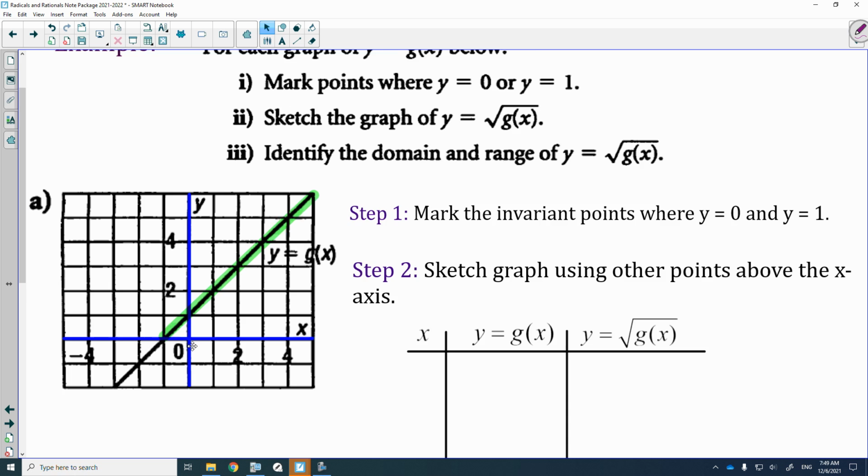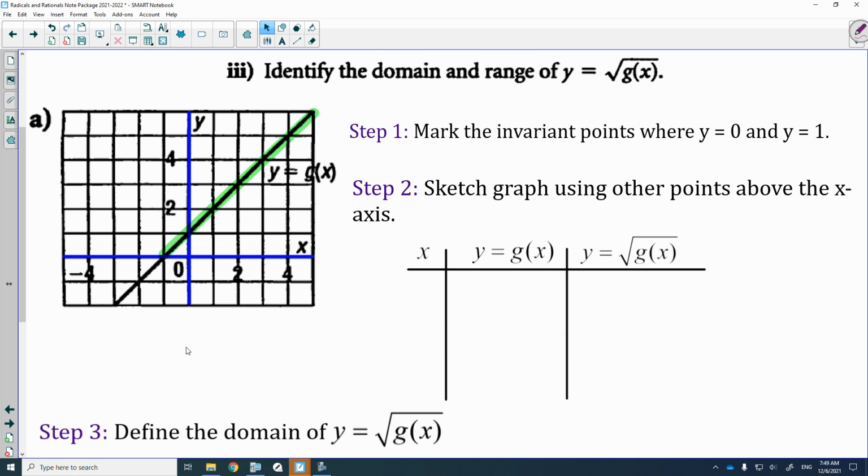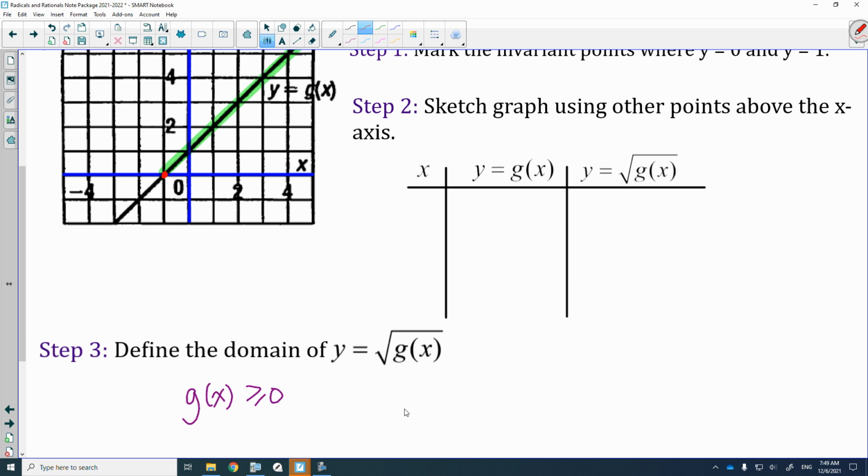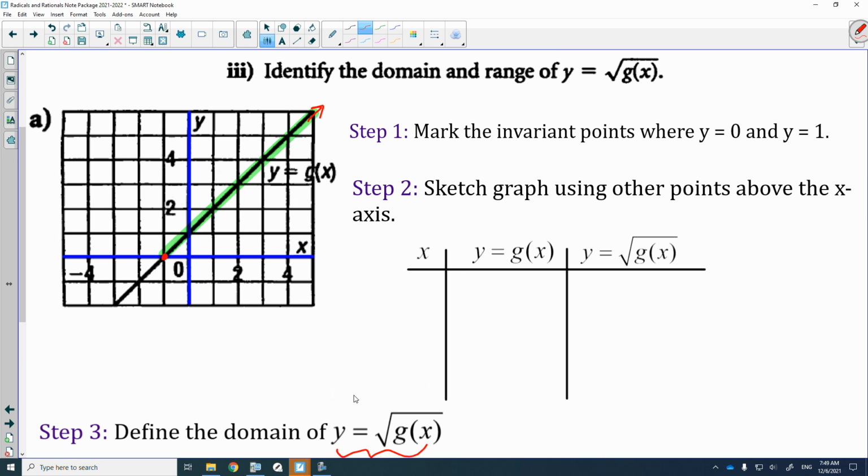So once you have that piece of the graph, you simply have to say what would the domain of that piece be. So it's from -1, and then this is going to go to infinity. So if I said, what is the domain of y is equal to the square root of g of x, the domain of that graph would be x is greater than or equal to -1.